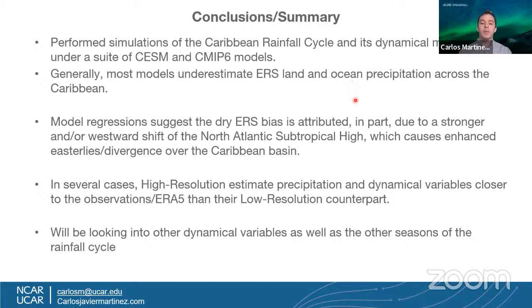I do see a difference between the high res versus the low res models, which might suggest that perhaps the high res perform better over the dynamical mechanisms and the estimates. But to conclude here, I will be looking at some of these other variables like the meridional wind component and look at these other regression indices and the other seasons, the midsummer drought and the late rainy season, to see if there is consistency there. And so with that, I conclude my presentation.